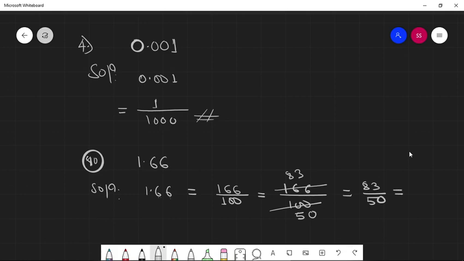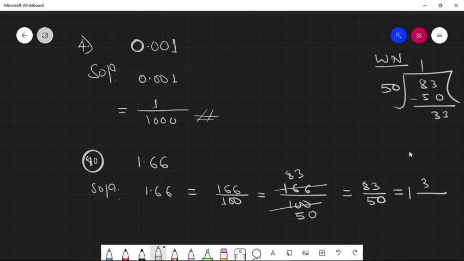So you can convert it into a mixed number. We need to divide 83 by 50. 50 ones are 50, remainder 33. So 1 whole 33 by 50. 1 whole 33 by 50. This is not divisible by 11, so we cannot reduce it any further.